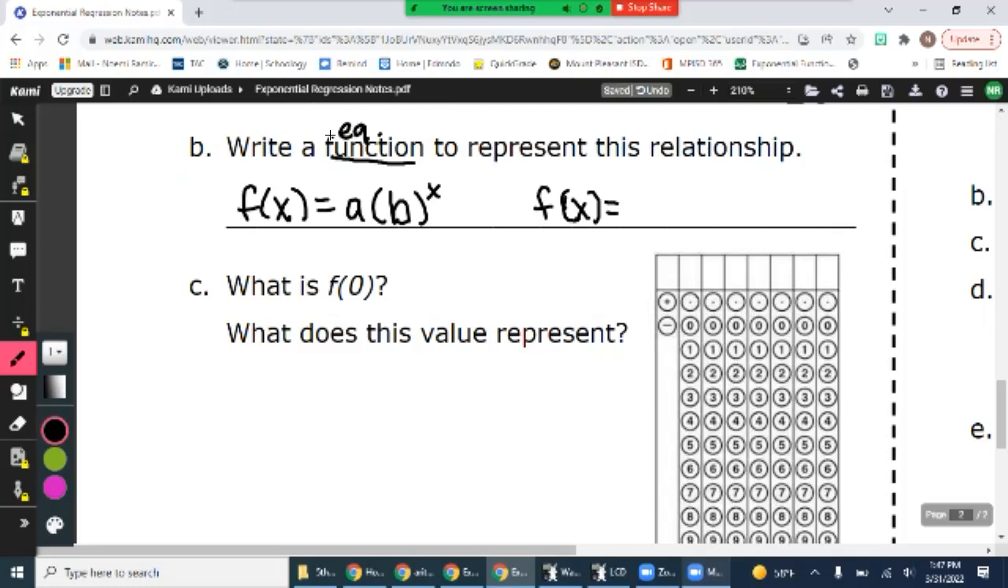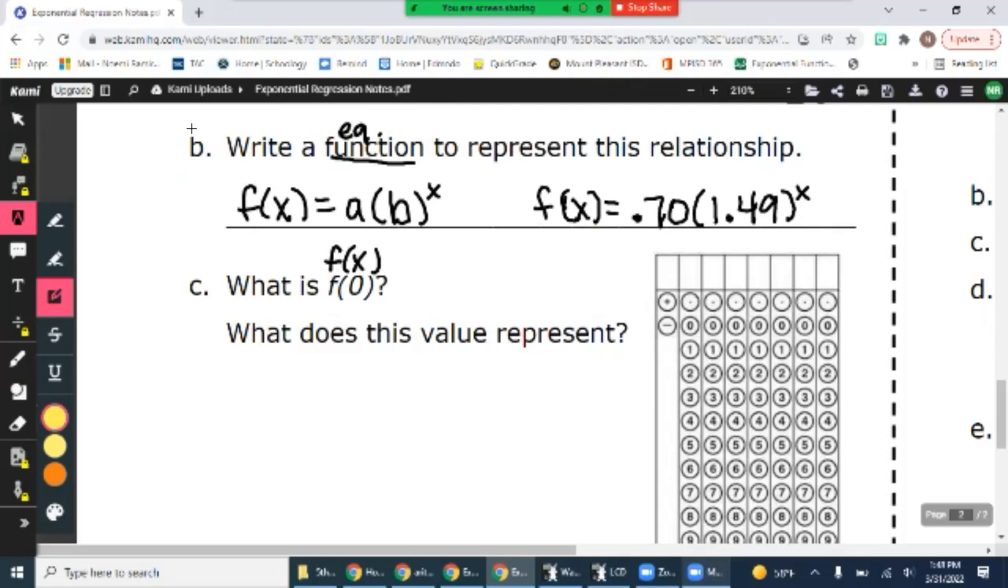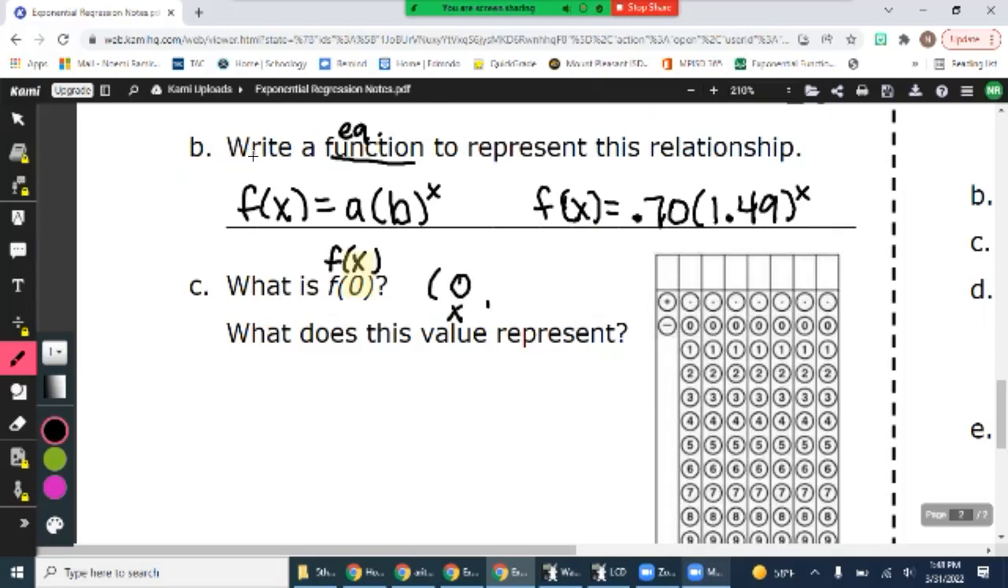All right, so what number goes after the equal sign? 0.70. And inside the parentheses, 1.49 to the power of x. What is f of 0? I'm going to write f of x right above it. So I am looking for the x value of 0, so I can find my y value.